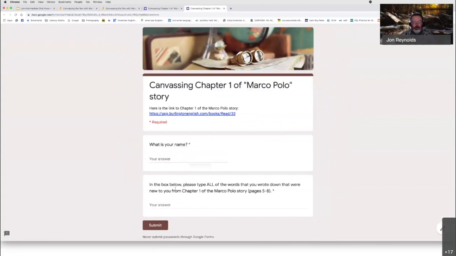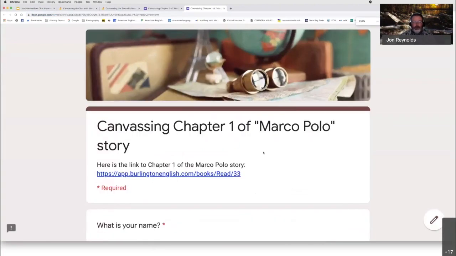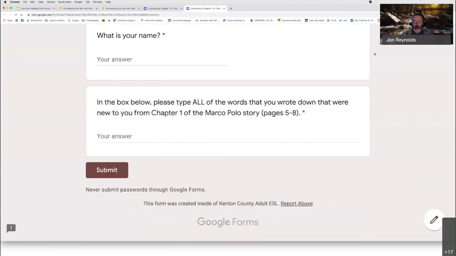And then it says here, in the box below, let me zoom in, the box below, please type all of the words you wrote down that were new to you from chapter 1 of the Marco Polo story. So that means pages 5 to 8, those 3 pages or 4 pages, just put those words you wrote down. So for example, some of the words we chose today, we chose brave, right? Gondola, entirely, right? Those are some of the words you guys had me circle. And then when you're finished writing all of the words you didn't know, you're going to click on submit. All right? Do we understand this?